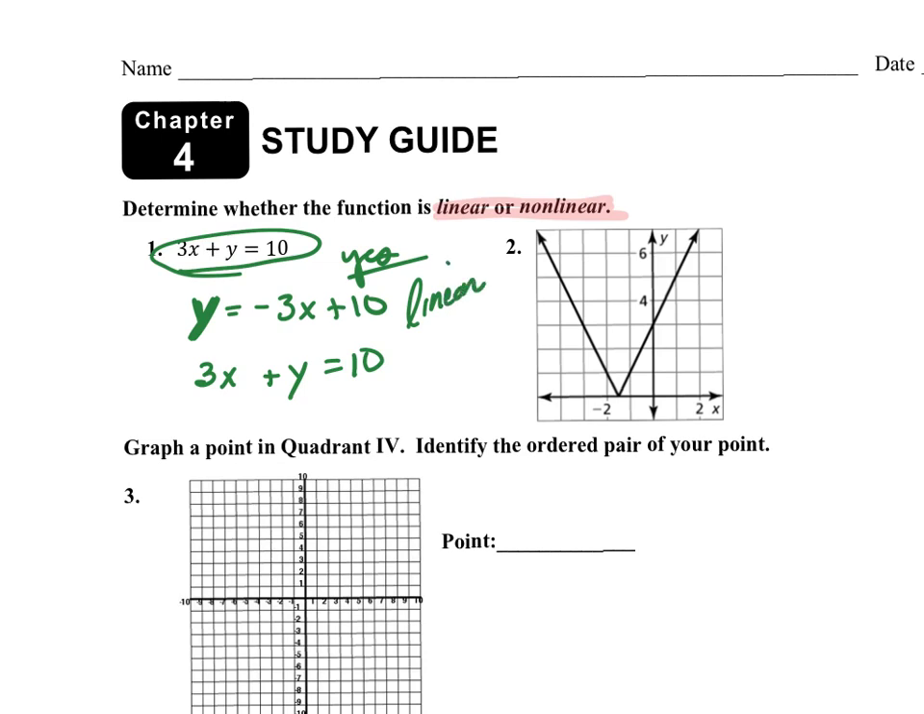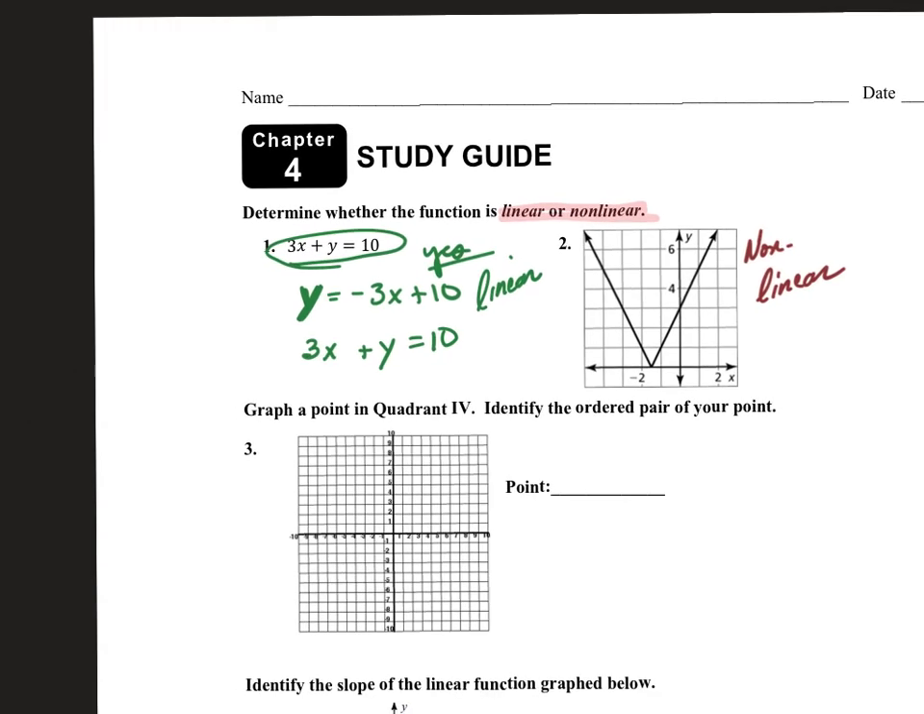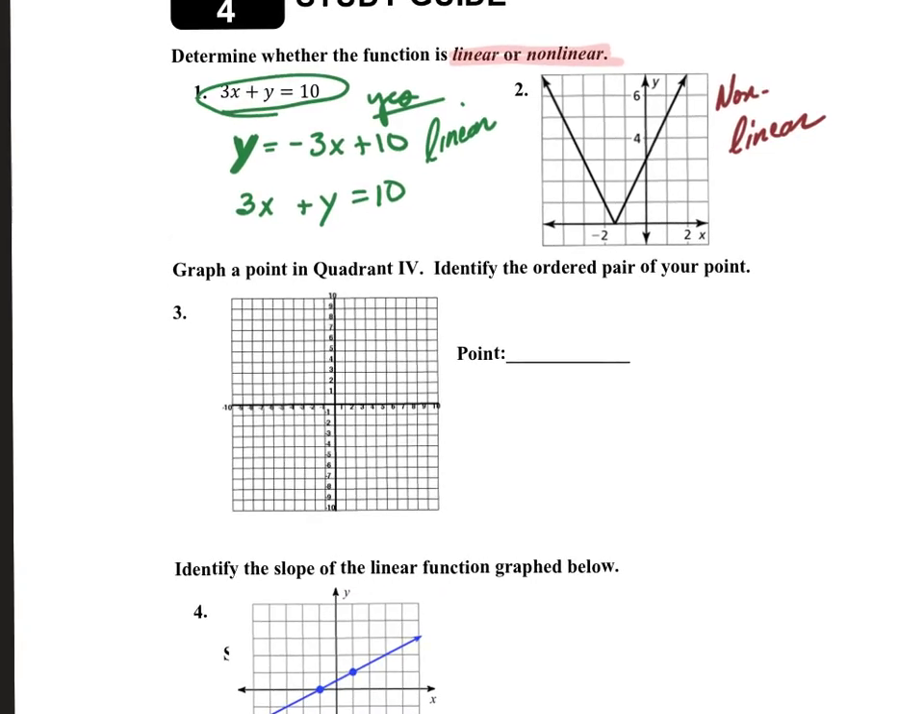Number 2 here, obviously it does not graph to a straight line. This is an absolute value function, in fact, so this is non-linear. And that's it for 1 and 2.